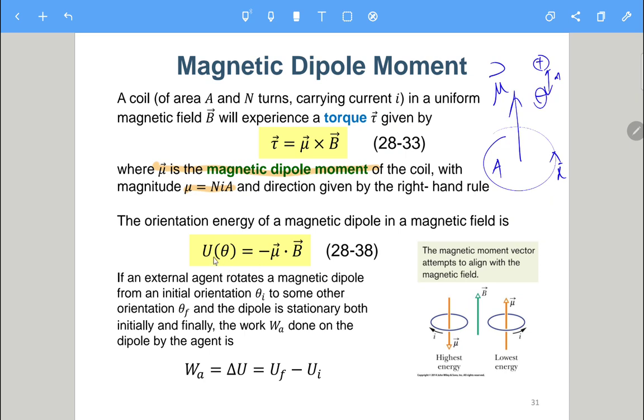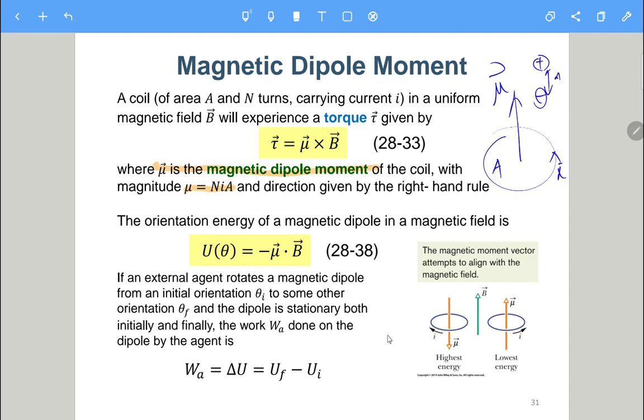So this is a magnetic dipole moment, and the torque will be mu cross B, and similarly the potential energy will be negative mu dot B. And then we can also look at the change of the potential energy. The change of the potential energy will be the work done. If you do some work, you can change the potential energy.